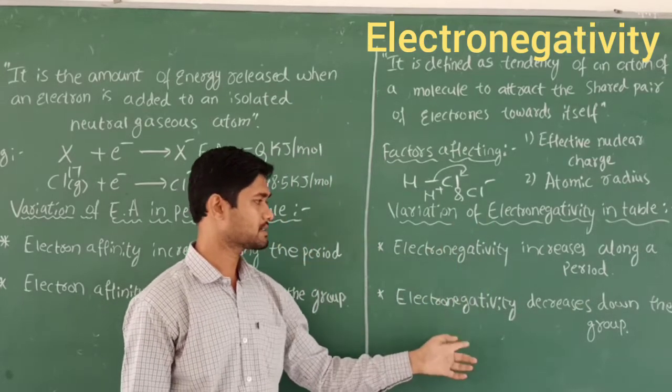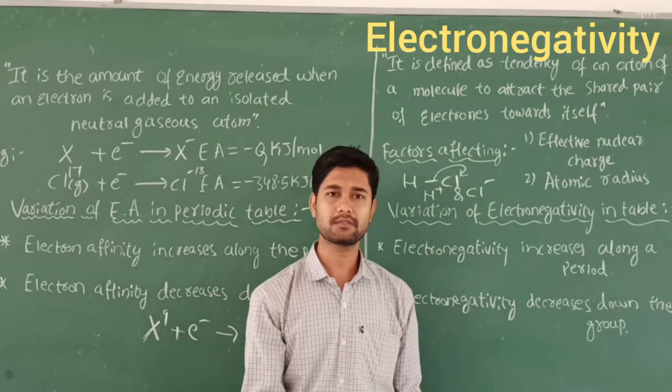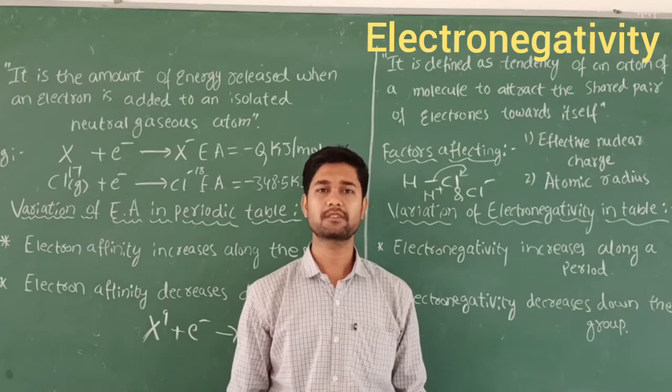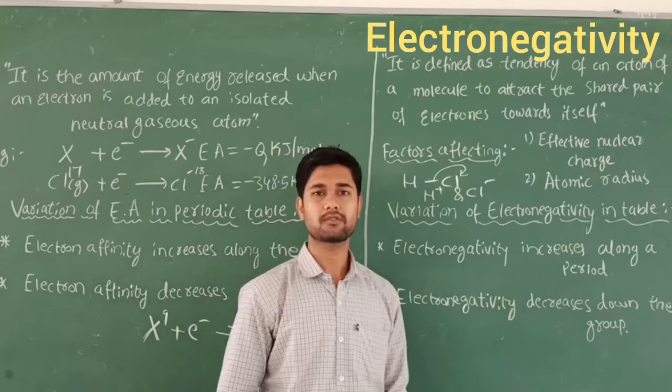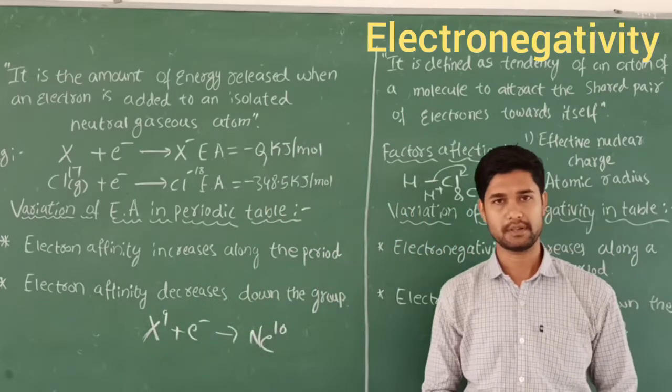And electronegativity decreases down the group because when you add an electron to different principal shells, effective nuclear charge decreases and atomic size or radius increases. That's why it decreases down the group. So these are the very important properties.